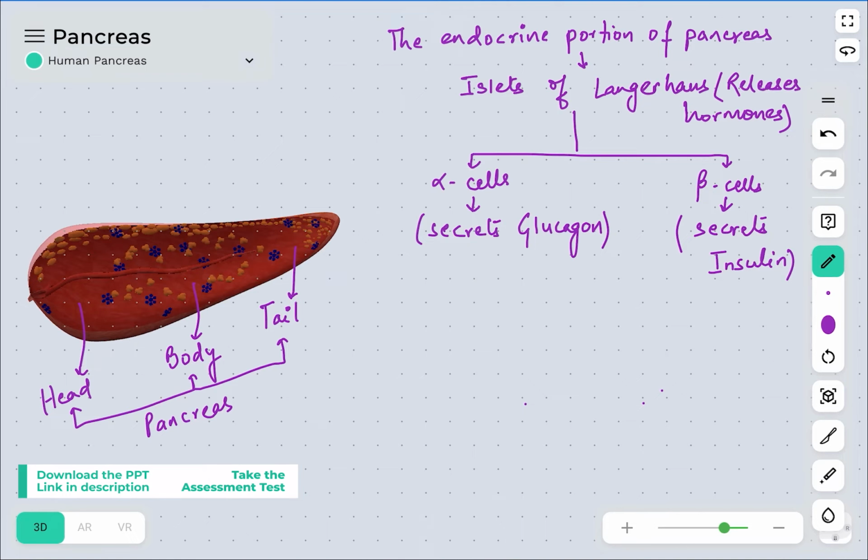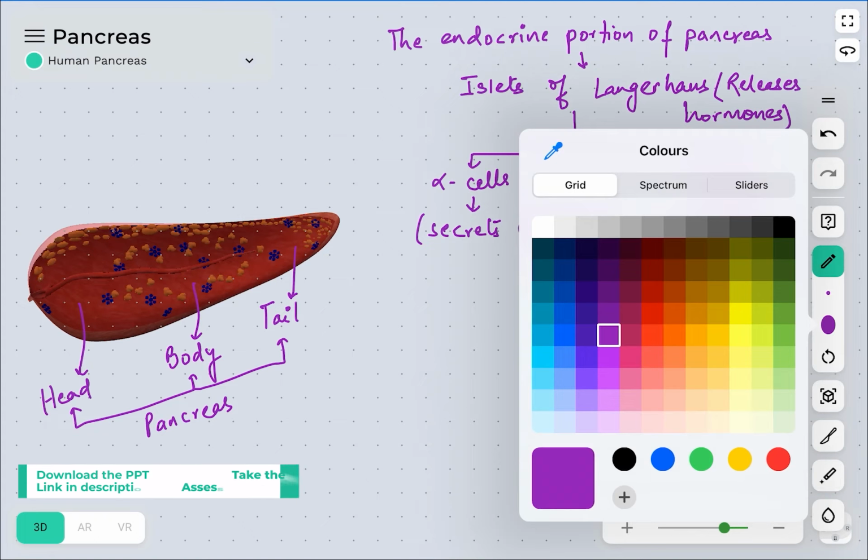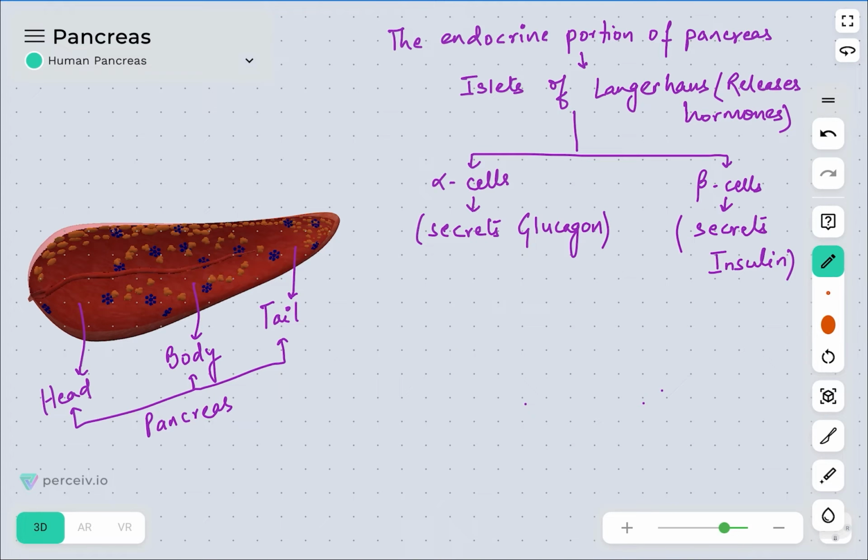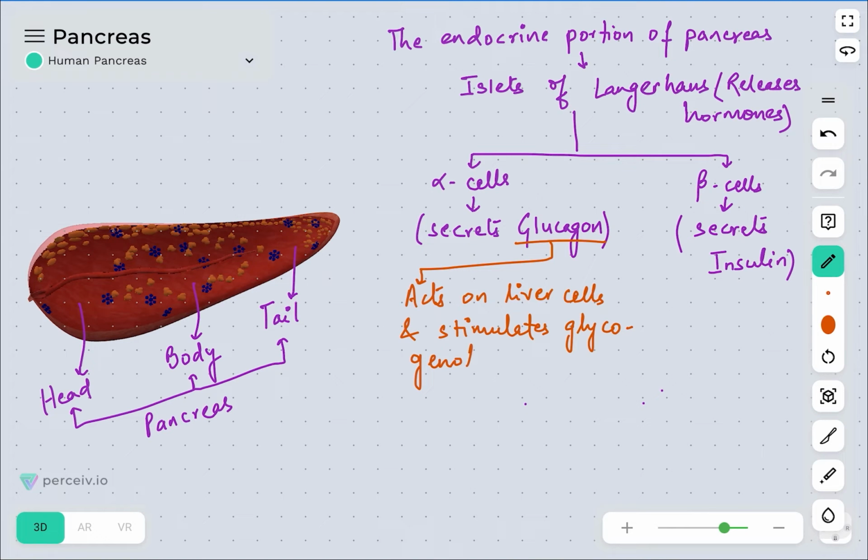Now, the hormone which is released by the alpha cell, which is glucagon, acts on the liver cells. So if we specifically mention the function of the hormone released by the alpha cells, this glucagon acts on liver cells and stimulates glycogenolysis.